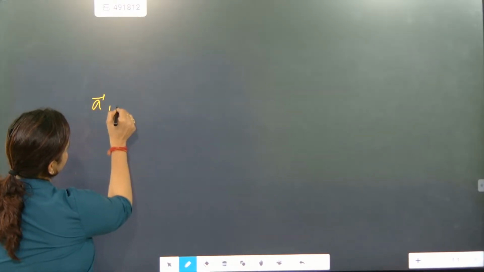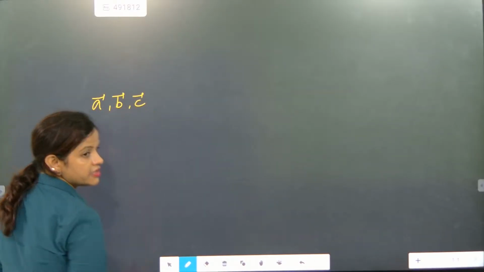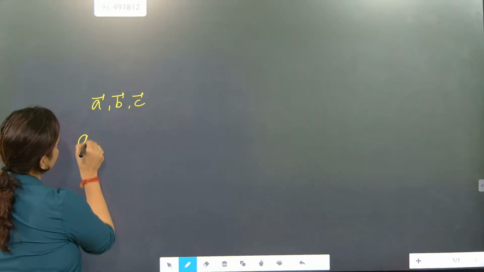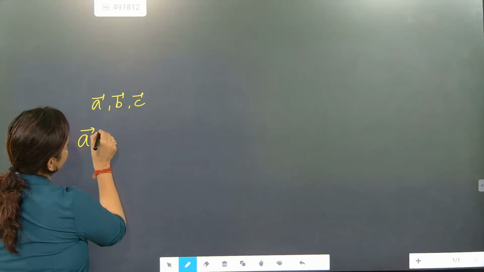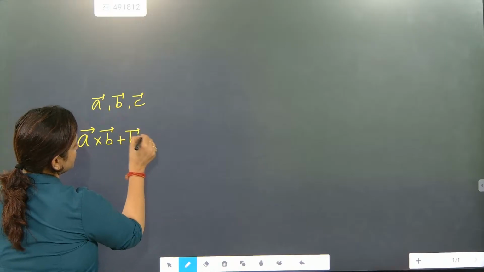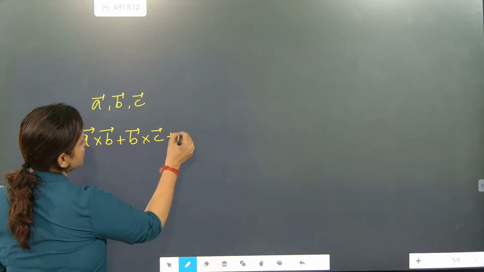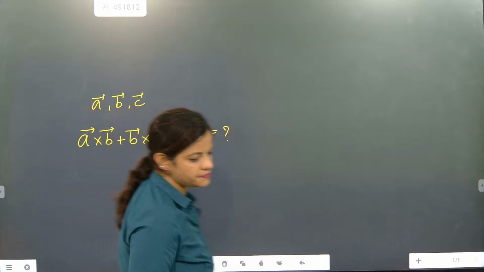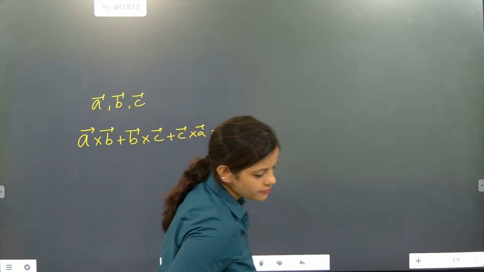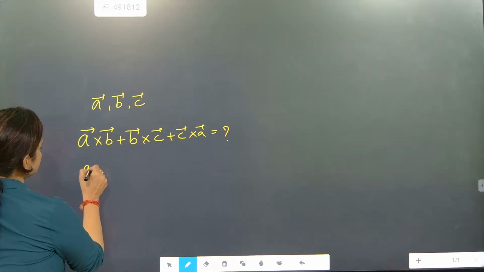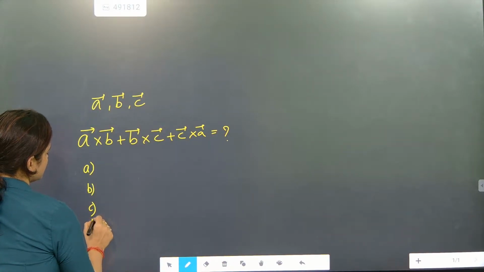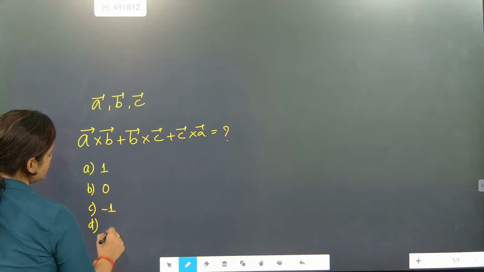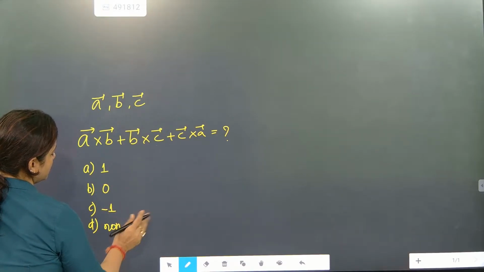Three vectors are there, A vector, B vector, C vector. Note down. The question is: A cross B vector plus B cross C vector plus C cross A vector is equal to what? Your options are 1, 0, -1, not defined.